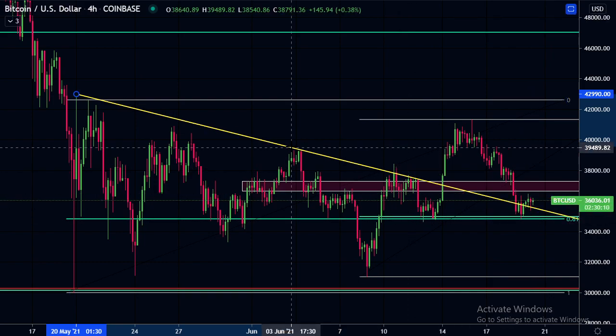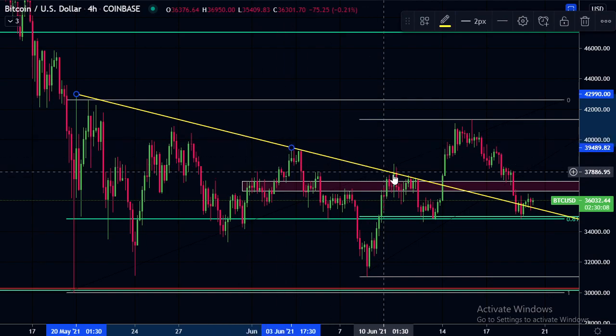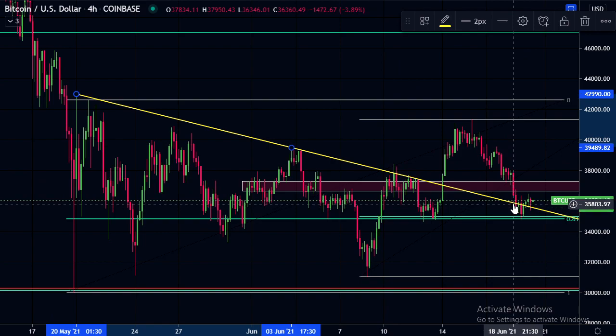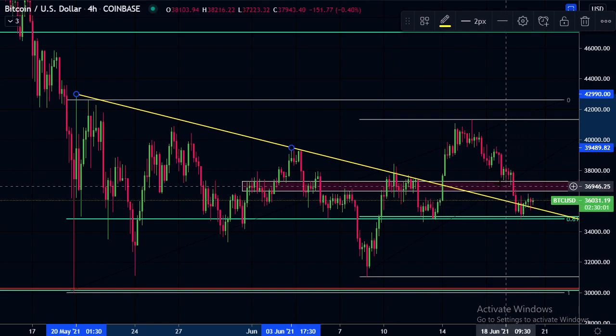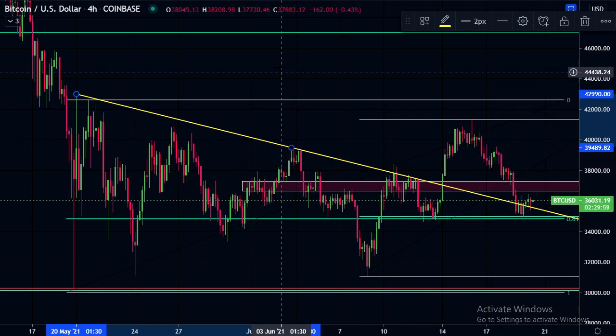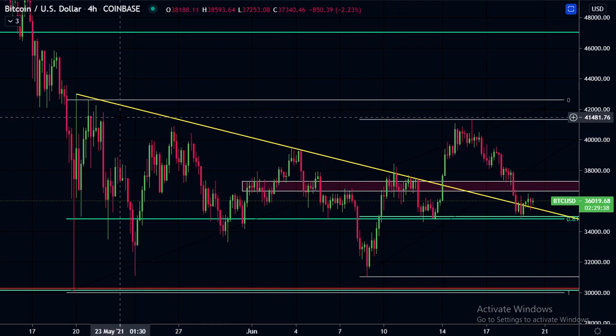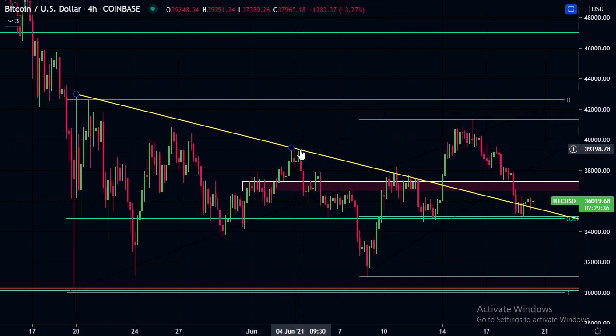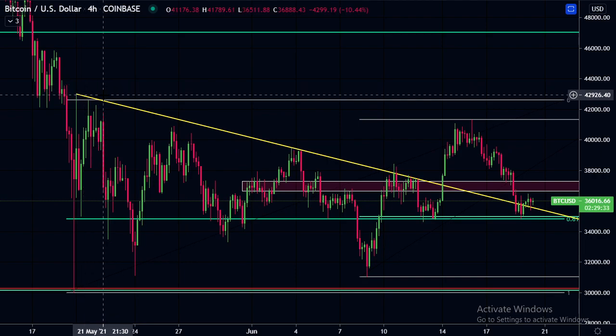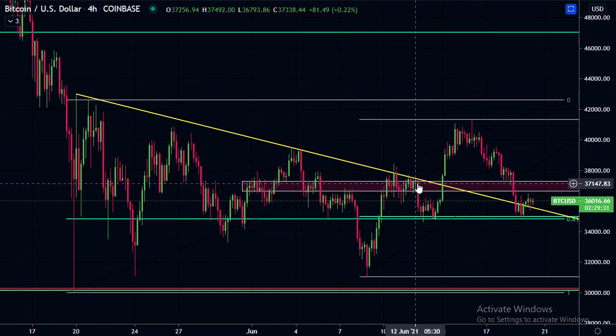But we could also draw this like this, where it has more touch points, and we did go above with a wick here. In that case, we would be above this trend line, but it is subjective how you draw it. I think maybe this one makes a bit more sense because we do have 2 touch points here, one up the top, and several touch points here.